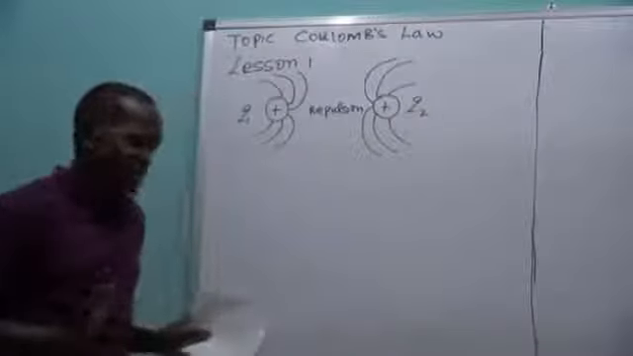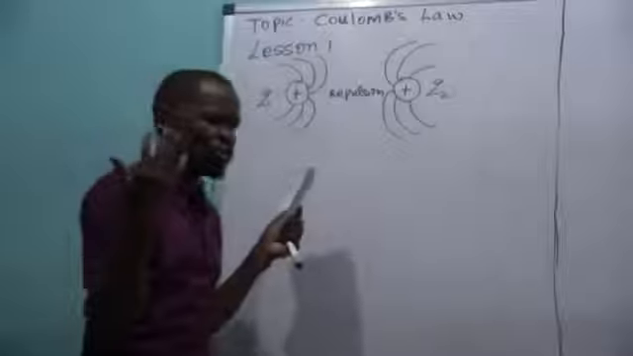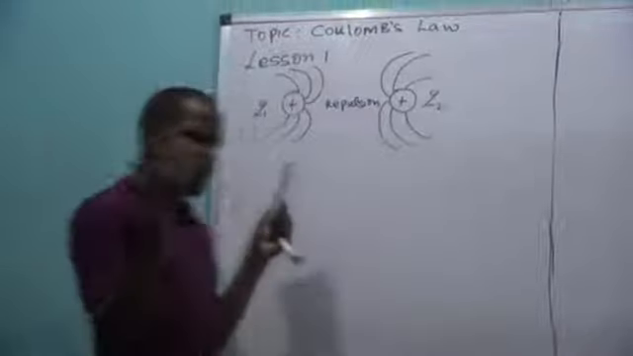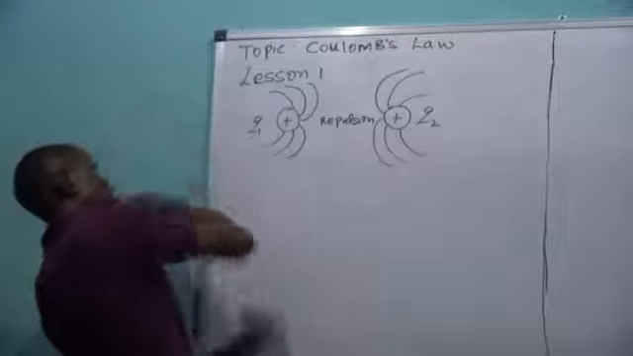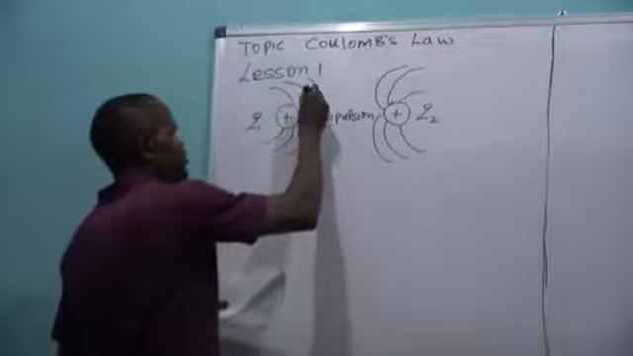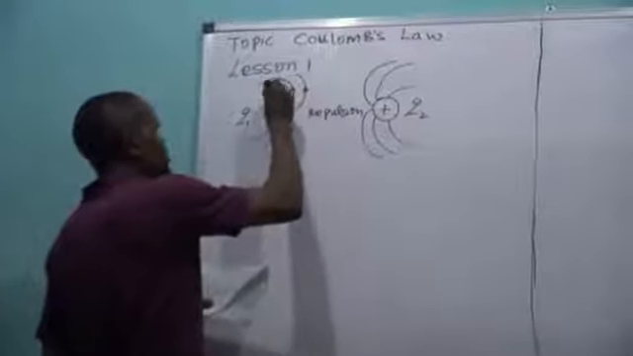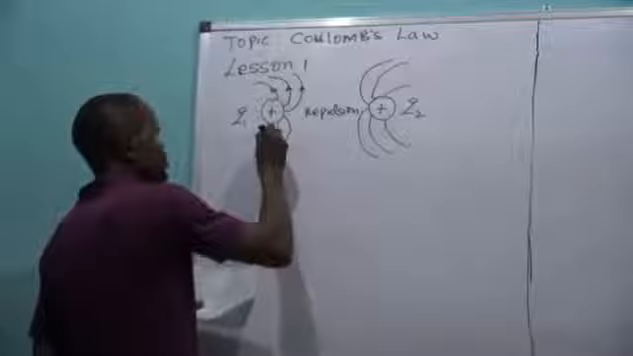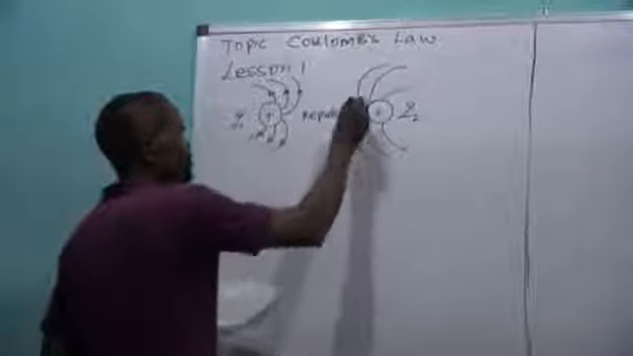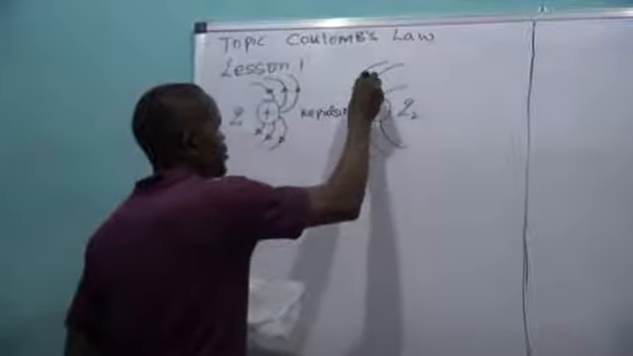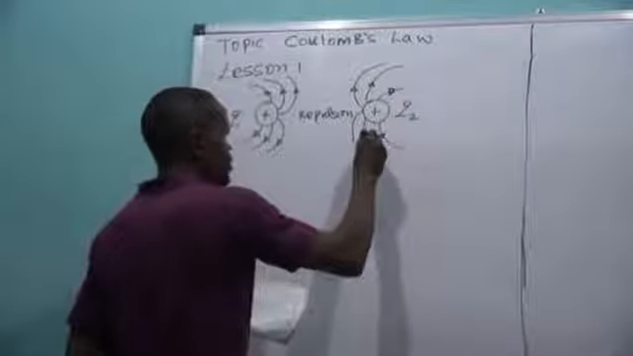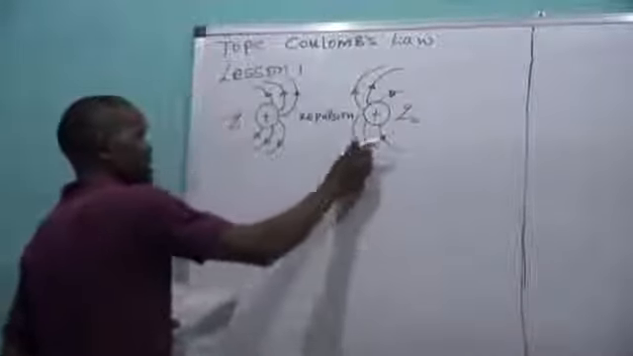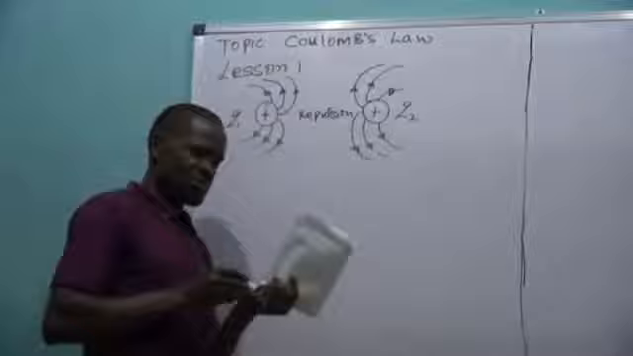When I bring like charges together, what happens? It will push backward. And what pushes backward? That means there is a force. For this one to be pushed backward, you move from positive to negative. That's the direction of the line of force. This indicates the direction of the line of force.